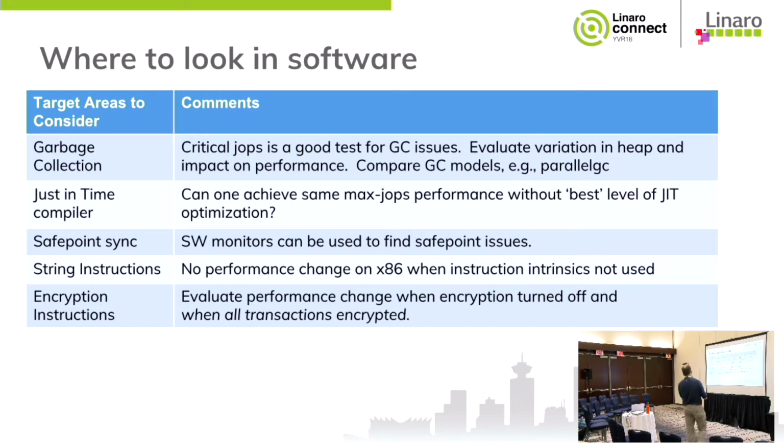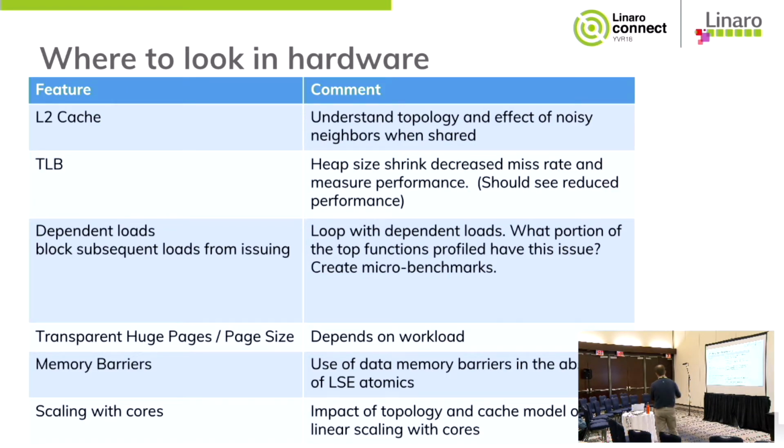Encryption instructions. Evaluate your performance change when encryption is turned off and when all transactions are encrypted. Now, in this test, all transactions are not encrypted. But if they are, think about your data width. Do you have 256-bit width for your crypto AES-NI instructions, or do you have a much more limited, reduced width for your data? Because that's going to affect your throughput. So keep in mind OpenSSL speed tests and things like that that can point to areas where you might have some gaps.